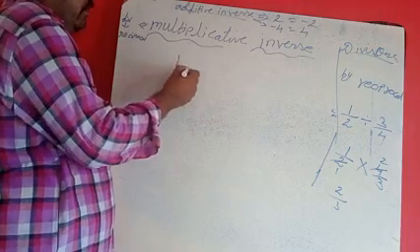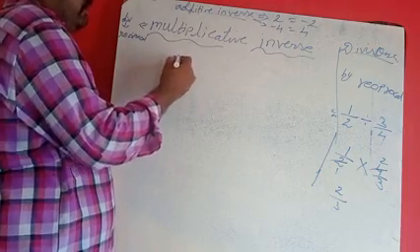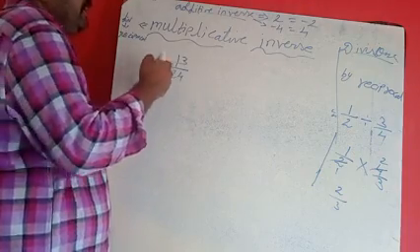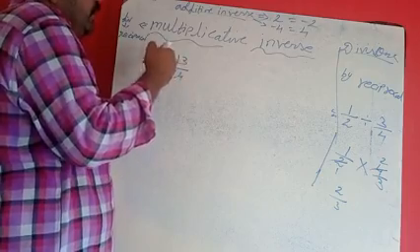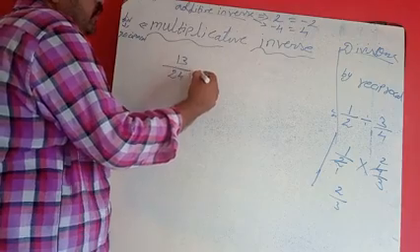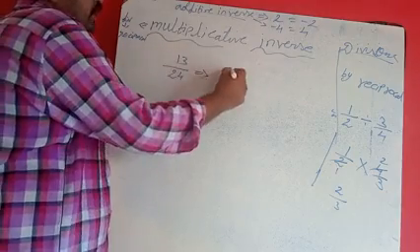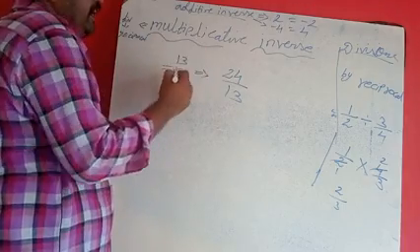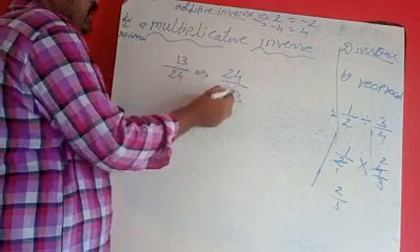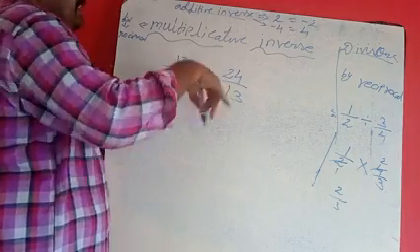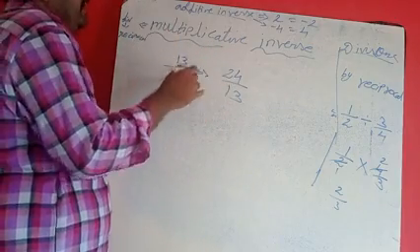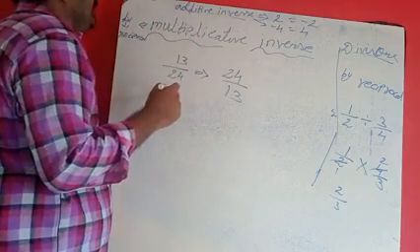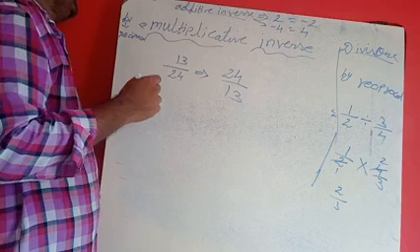Now here 13 by 24 is the given fraction. For this one, we have to write the multiplicative inverse. What is the multiplicative inverse? 24 by 13. The multiplicative inverse of 13 by 24 is 24 by 13. That means reverse. Reverse means reciprocal. Multiplicative inverse means reciprocal. So according to this, we can do these sums.